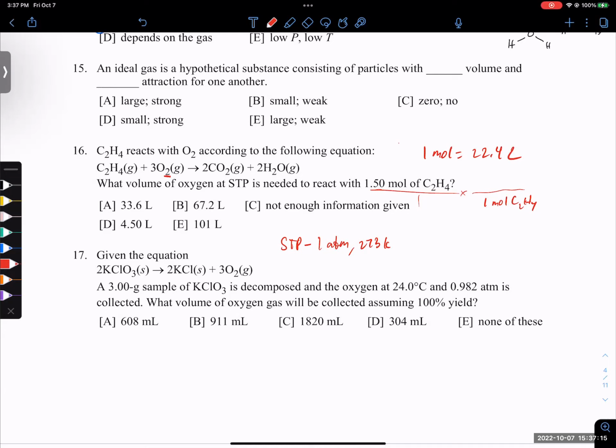3, yeah, because of our mole ratio. So 3 moles of O2. So now we need a volume of oxygen at STP.